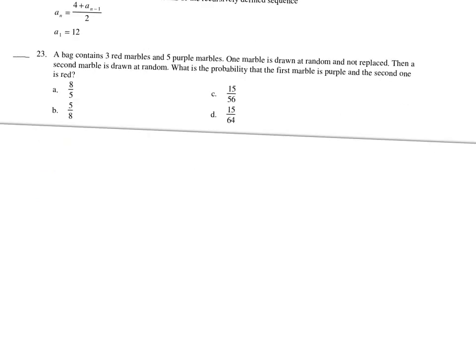Next up, we got some probability here. We're pulling marbles out of a bag, not replacing them, so it's going to change on the second pull. We want the first marble to be purple, so that is 5 out of the total of 8. And then we want the second one to be red. Now there's still 3 red marbles because we're saying I got a purple on the first one, but there's only 7 total. It looks like I cannot cross-cancel anything, so I would just say it's 15 over 56.